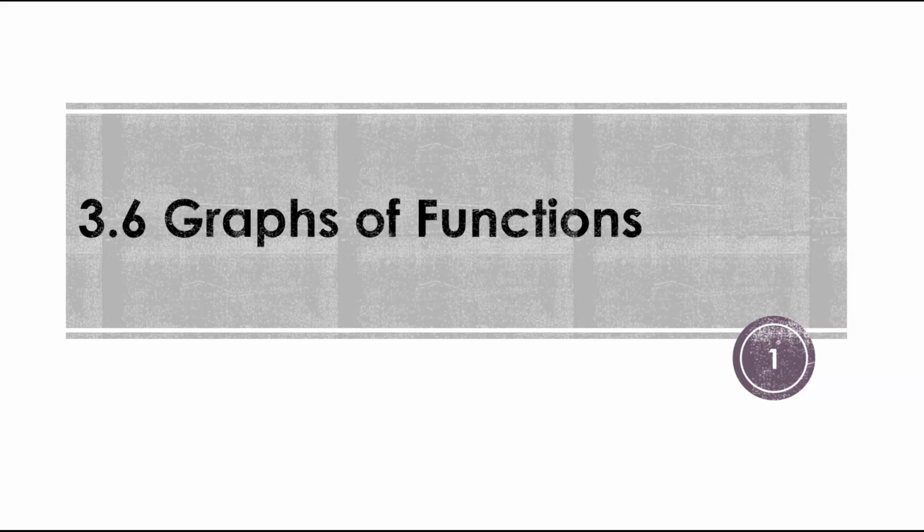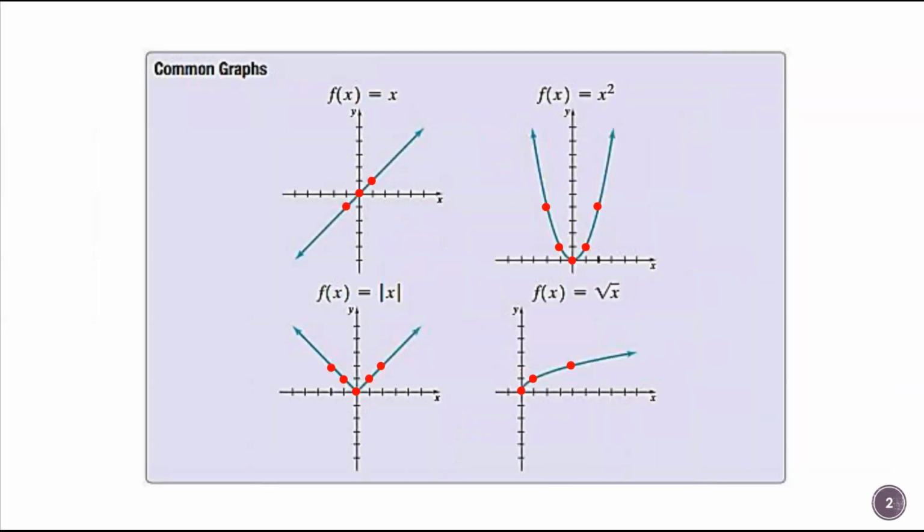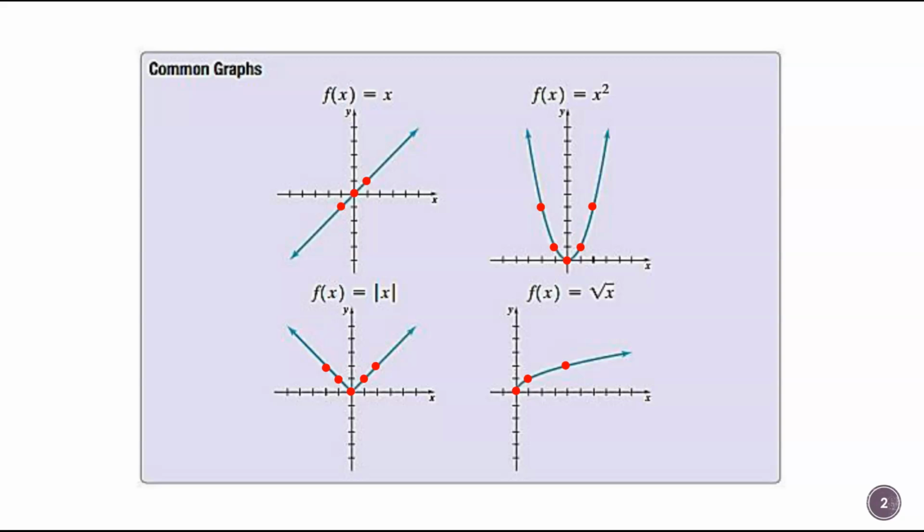Hello. For this lesson, we're going to be graphing functions, and there are some basic or common functions that we graph. As you see here, we have a line, which is just f of x equals x. Remember that the same thing could be y equals x. The second one is a parabola, f of x equals x squared. So if it has an x squared, we call that a quadratic equation. It always graphs as a parabola.